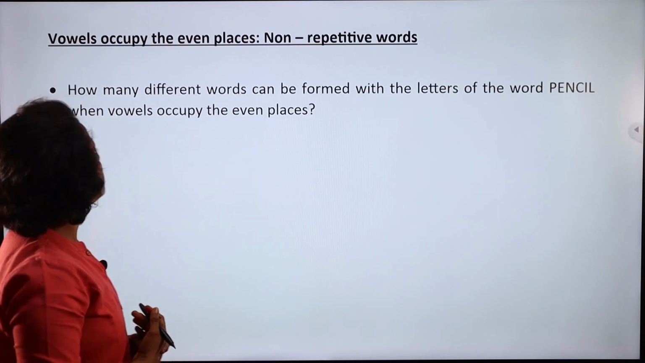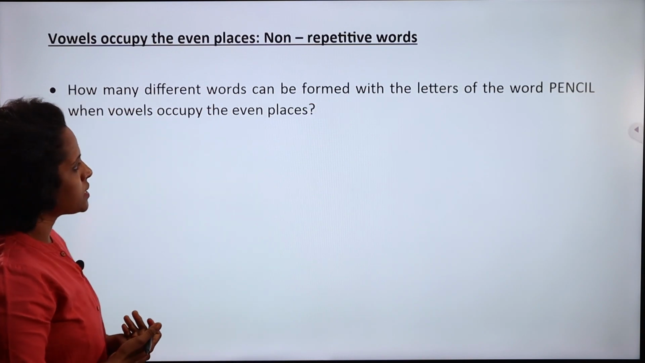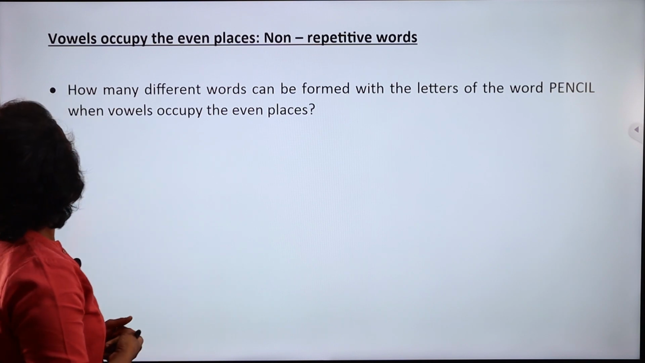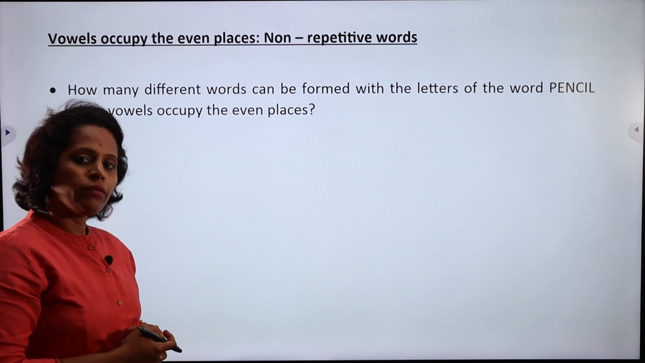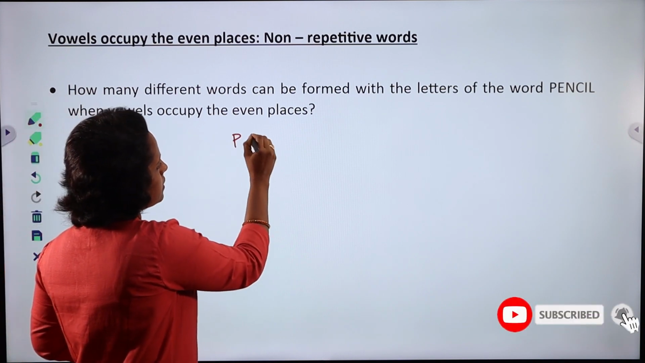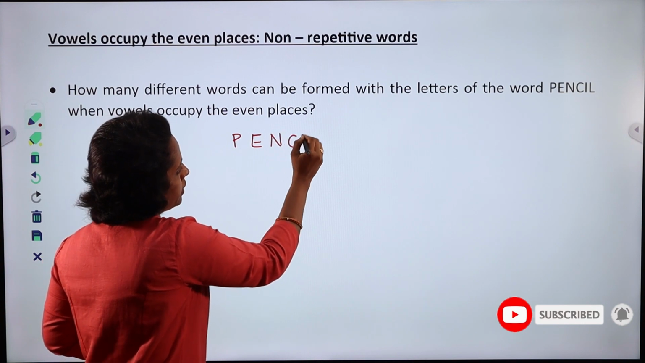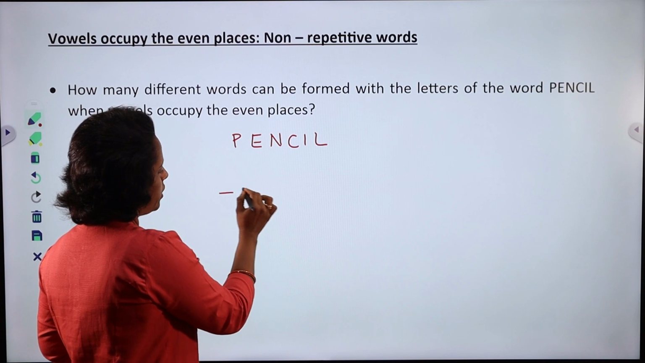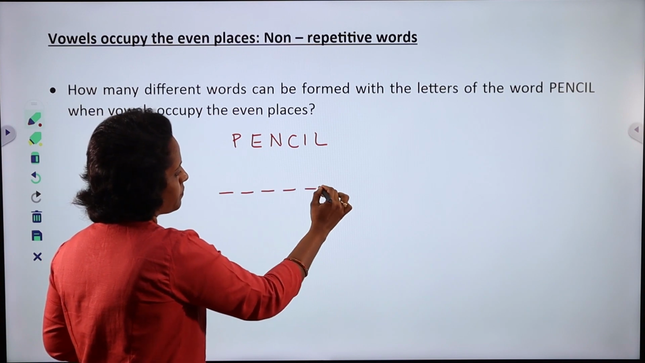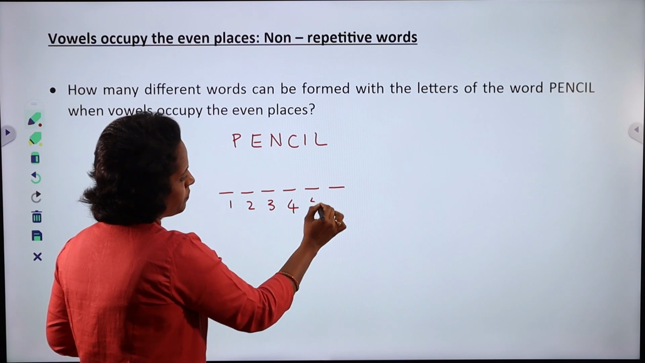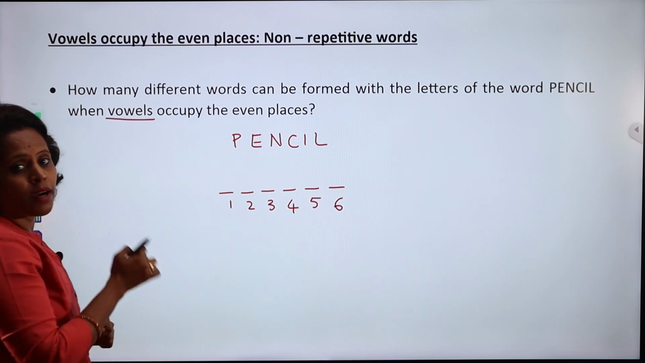The next question. How many different words can be formed with the letters of the word pencil when vowels occupy the even places? Our word here is pencil. P-E-N-C-I-L. Pencil. It is a 6-letter word. Take 6 blanks. Number them. What are the vowels here?